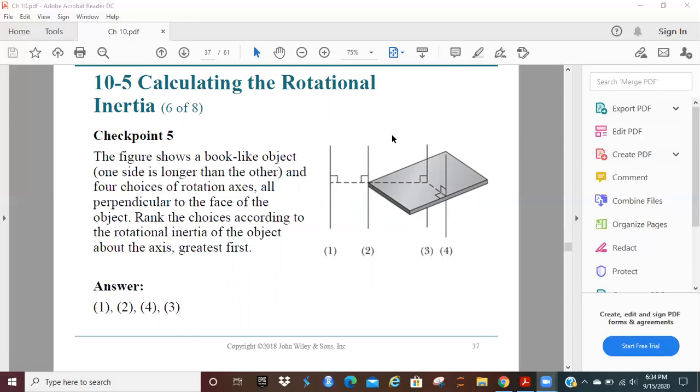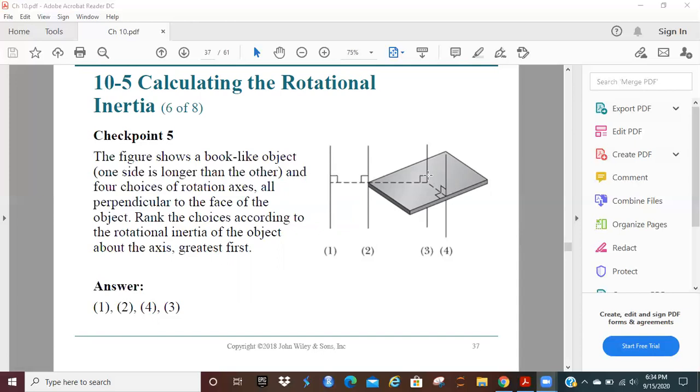The second axis here is going to be closer, but it's still going to have points that are way further out than what you would have at either 3 or 4. Not as much as what you have with 1, but definitely more than 3 or 4. That's why it falls second.